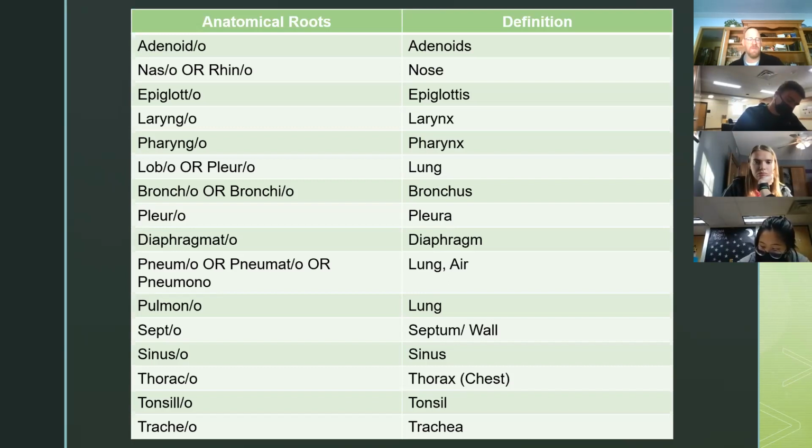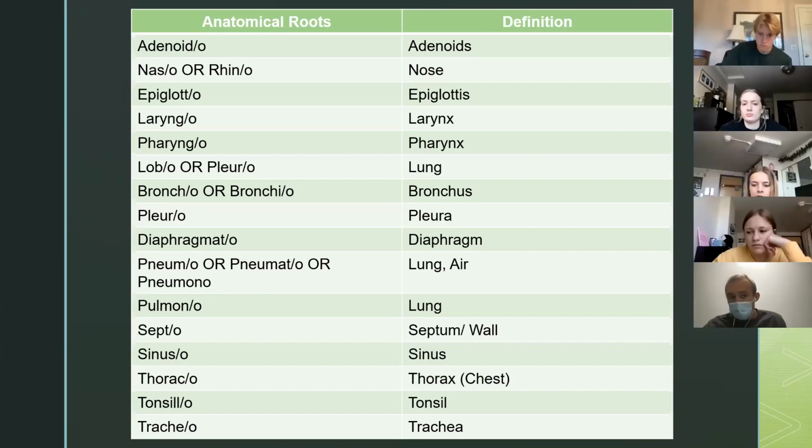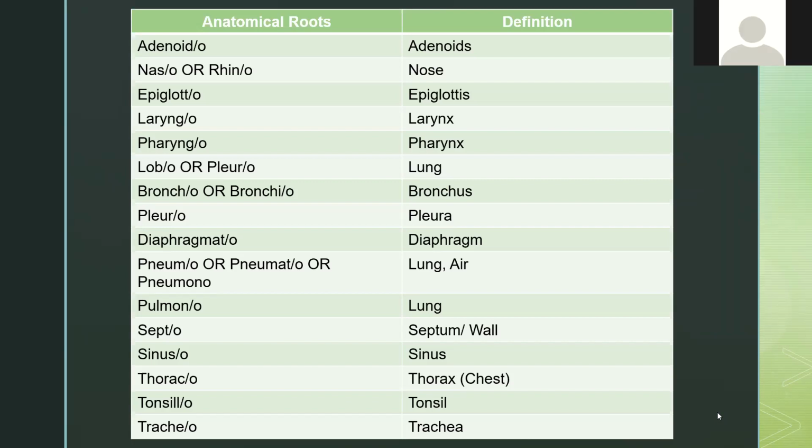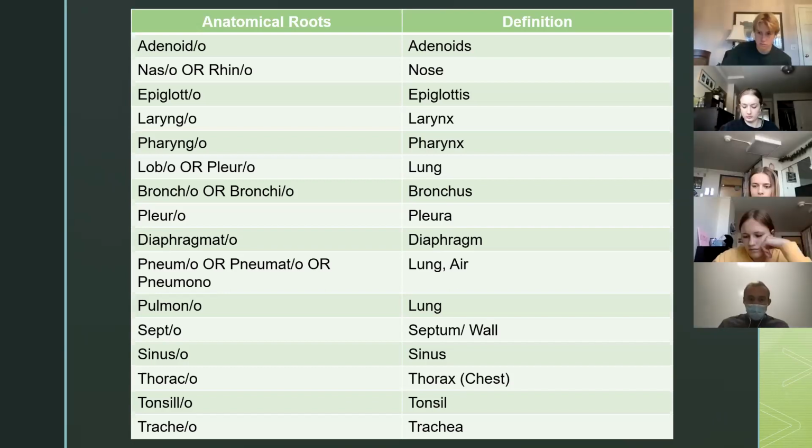Okay, let's talk about the nose. The anatomical root for the nose is naso or rhino. Now, if I have rhinorrhea, what do I have? Who can tell me? A runny nose. Oh, yes. Who was that? Mary. Okay, great, Mary. Thank you. Yeah, runny nose. Nice job.